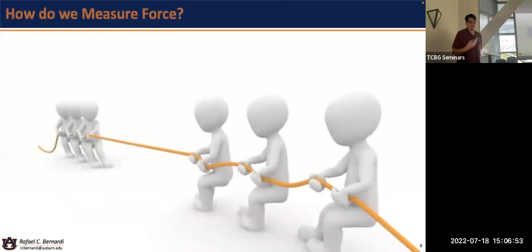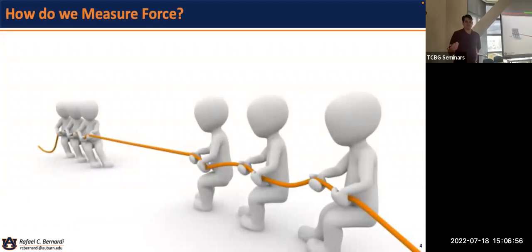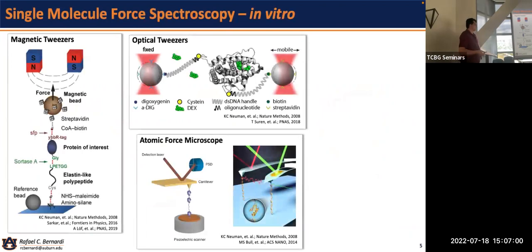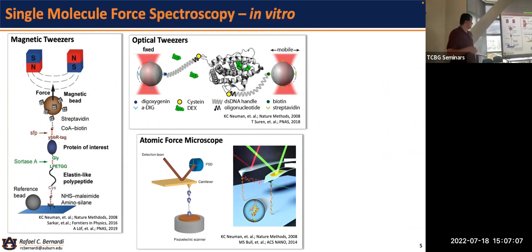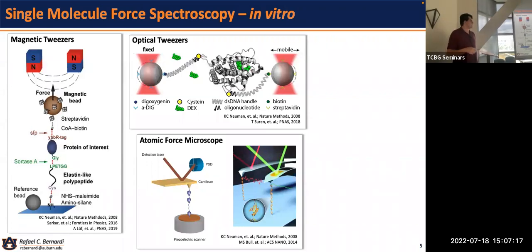How do we measure force? Experimentally, that is done mostly using one of these methods. You can use magnetic tweezers, with a magnetic bead that pulls the protein of interest; when you move the magnetic field, you apply a force on that bead. You can do the same with optical tweezers: you trap a molecule in an optical trap and move the light, and by doing that you apply force on the system.